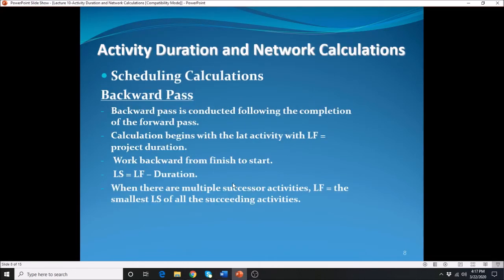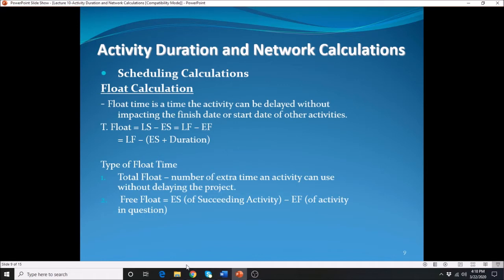Now for the backward pass, you can only perform the backward pass after you have completed the forward pass. You don't calculate those at the same time. You need to calculate it one at a time, moving forward and then going backward for your calculations. And I'm going to show you how you're going to calculate them later on.